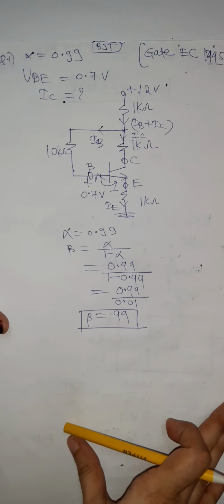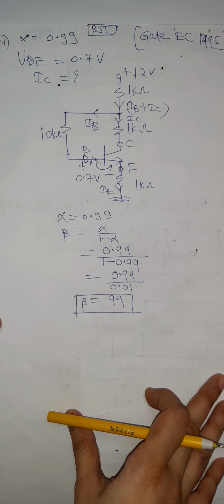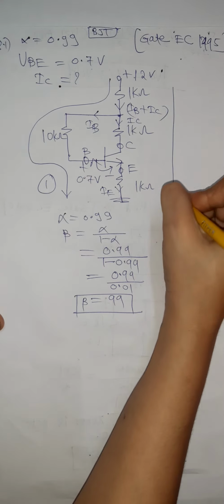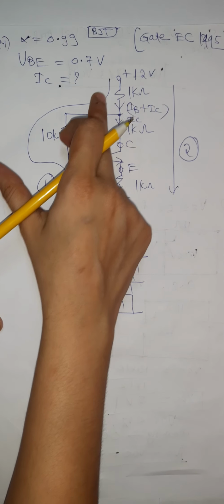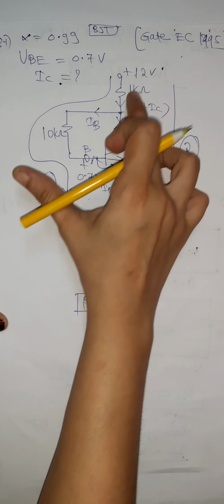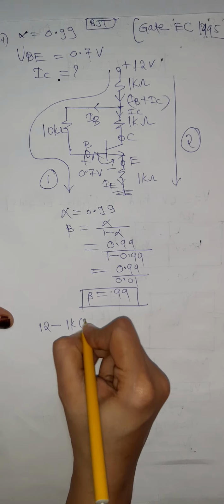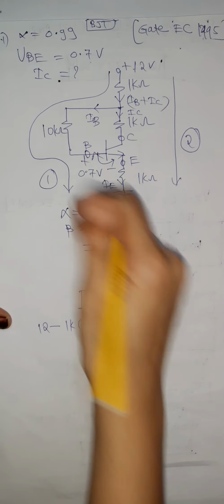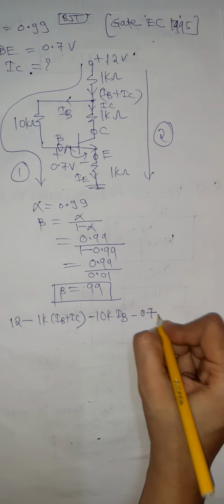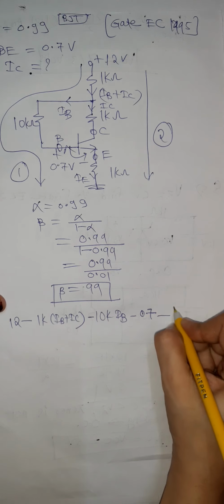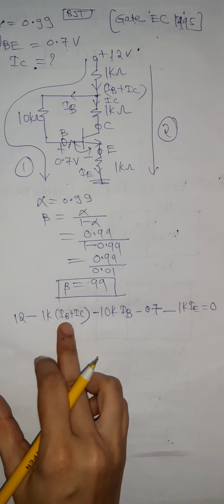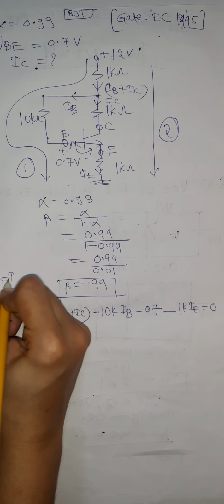Now let's proceed. First of all, if I apply KVL to this loop, I will denote it as loop 1 and this loop as loop 2. So first apply KVL to this loop, loop 1: 12 minus 1k into bracket IB plus IC minus 10k IB minus 0.7 minus 1k IE equal to 0.